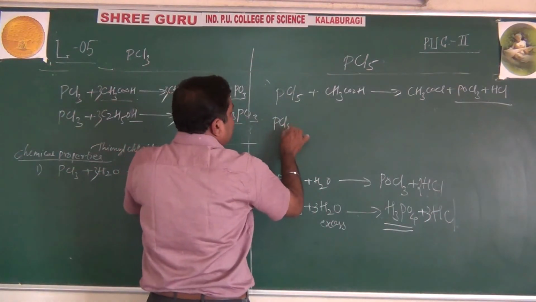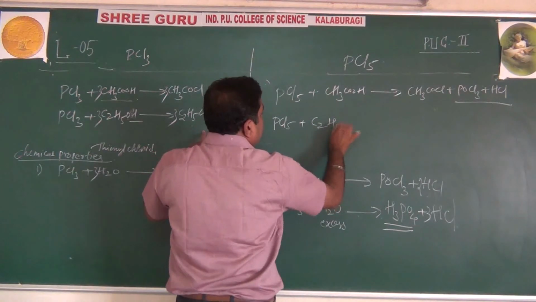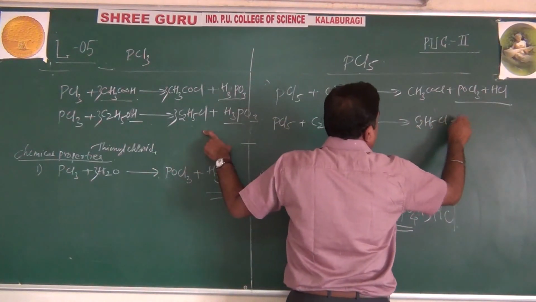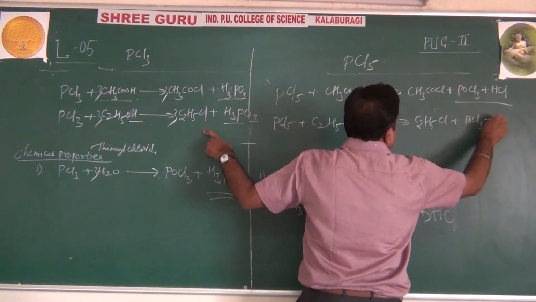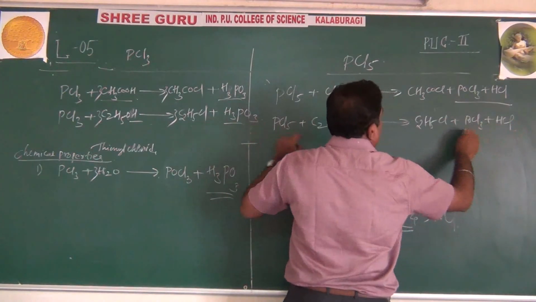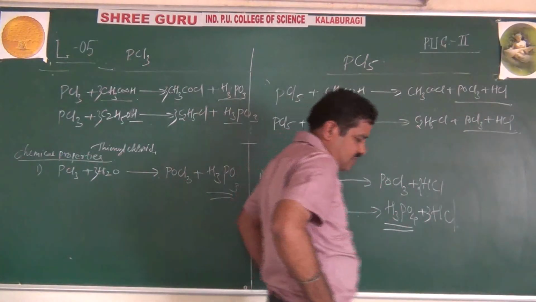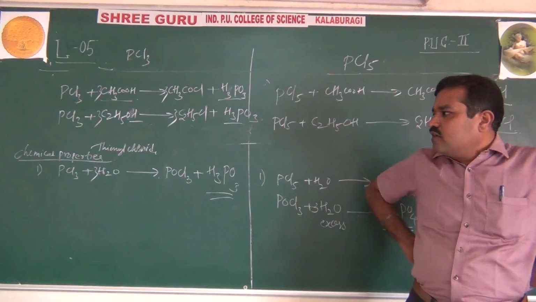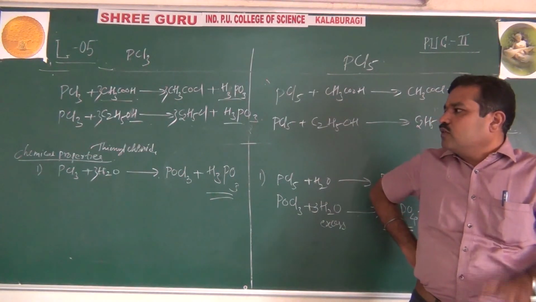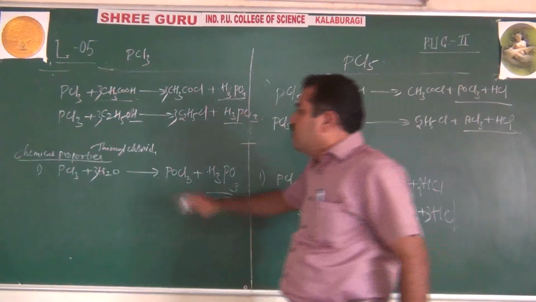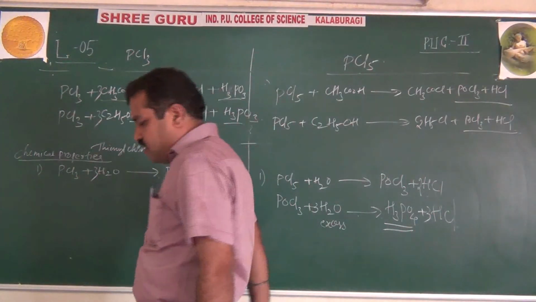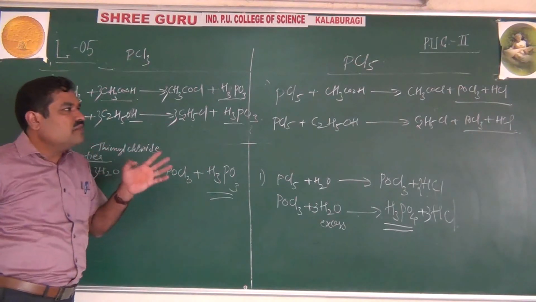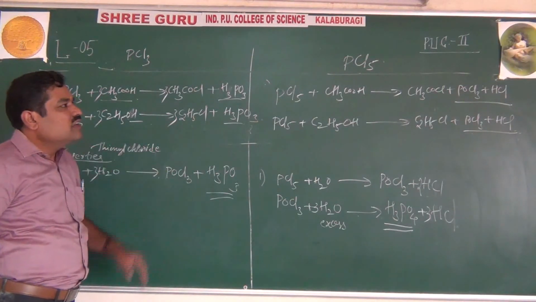The same PCl5 reacts with ethyl alcohol, C2H5OH, to form C2H5Cl, ethyl chloride, along with POCl3 and HCl. Very effective. That's the difference. This is how we can compare easily the properties of phosphorus trichloride and phosphorus pentachloride. Remember, okay? So that's about the reactivity of phosphorus, the general method of preparation and the chemical properties. These are the only chemical properties.